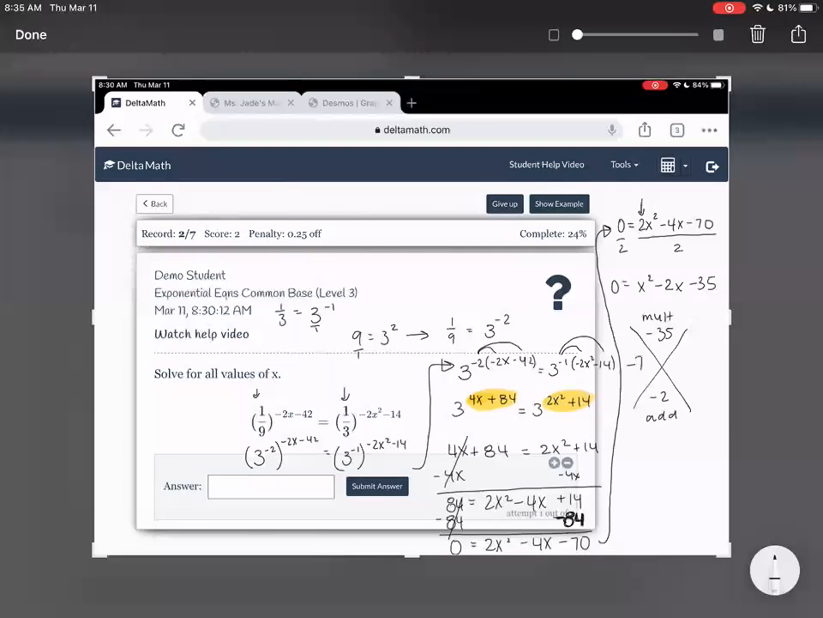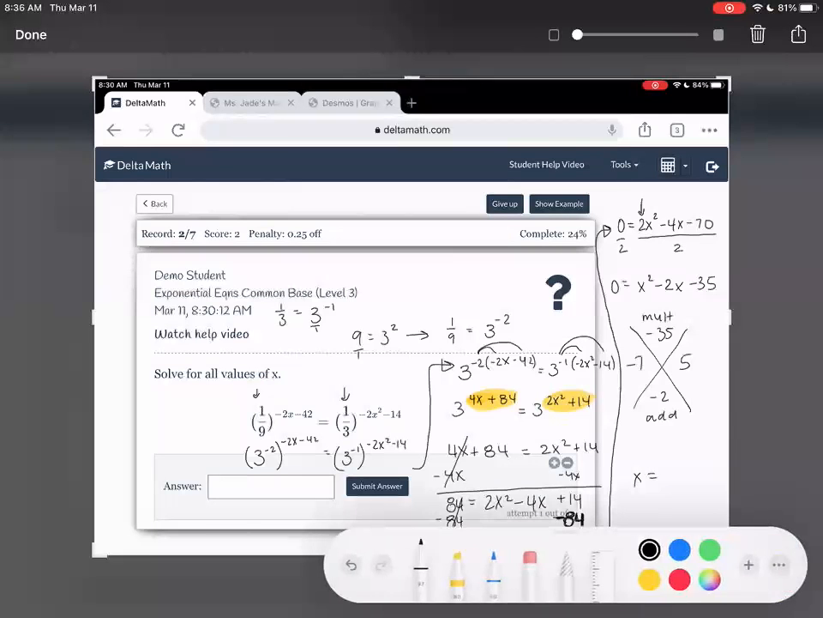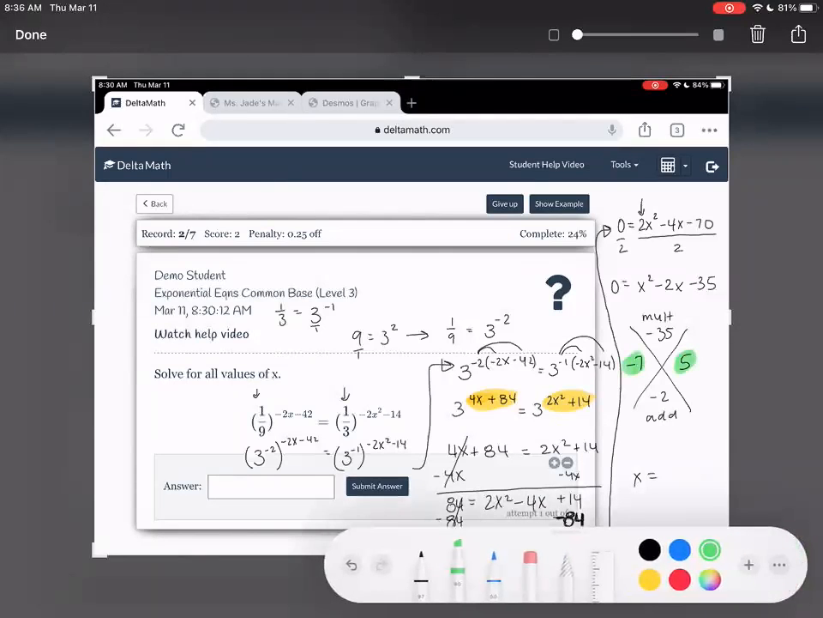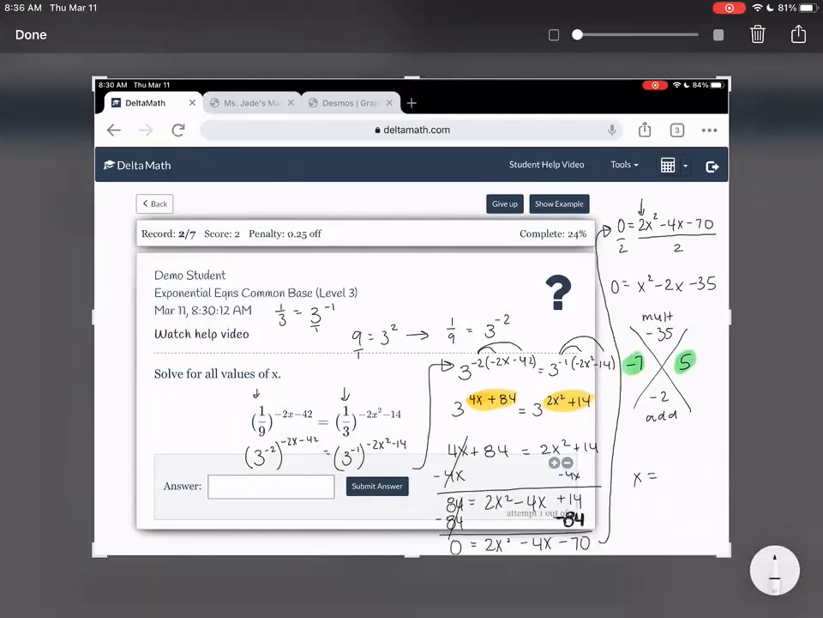So let me write that down. Negative 7 and 5. So let's think about it just to be sure. Negative 7 times positive 5 will give you negative 35. That works. Negative 7 plus 5 will give you negative 2. That also works. So these are the correct numbers. So now that we know what numbers go on the left and right, what are our answers? Remember that shortcut. What do we do with this number and this number to get our x values? What are our x values?